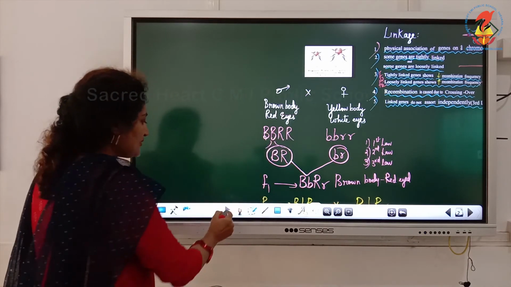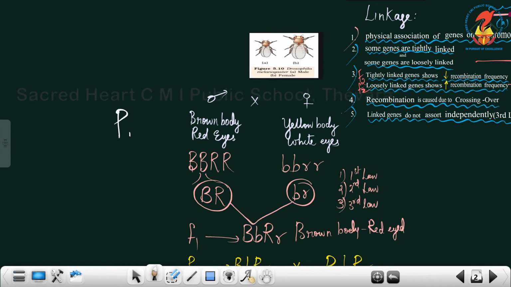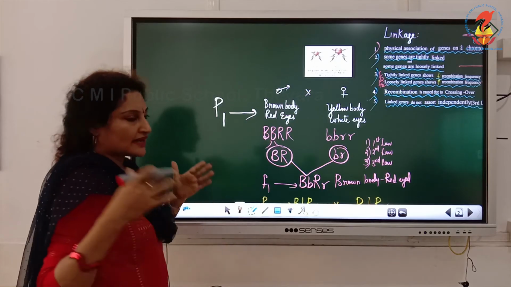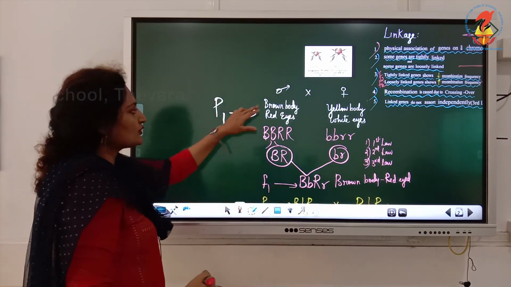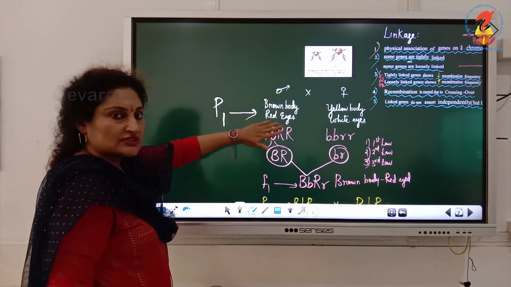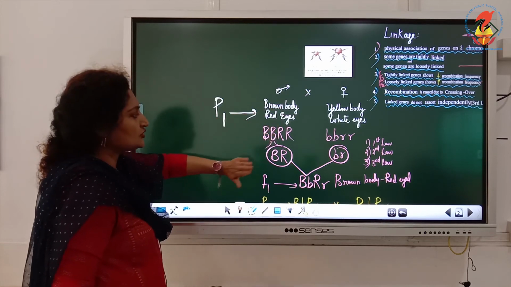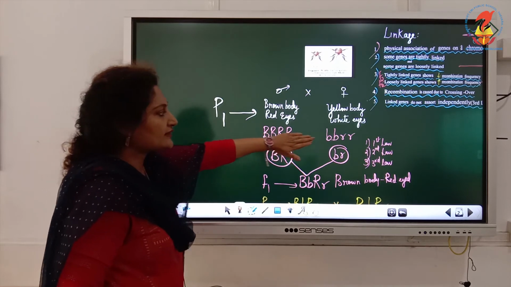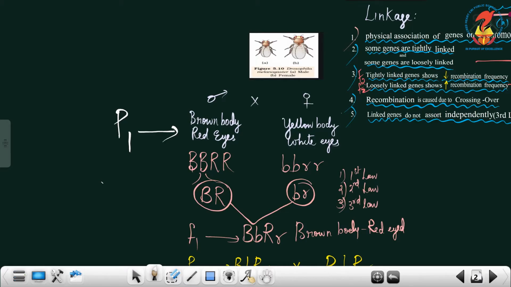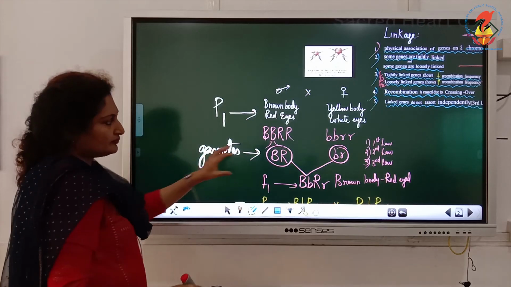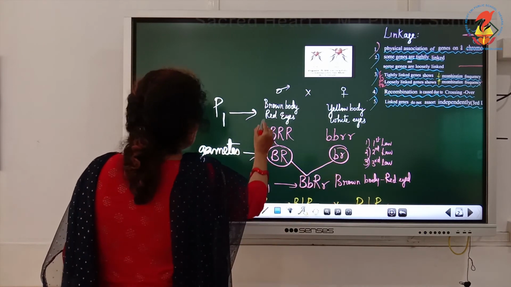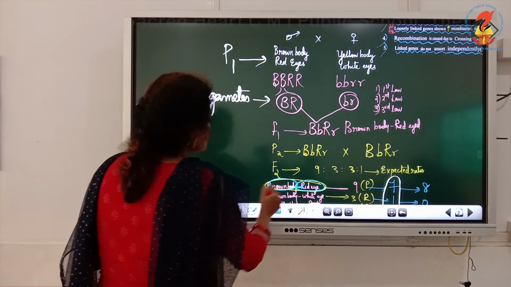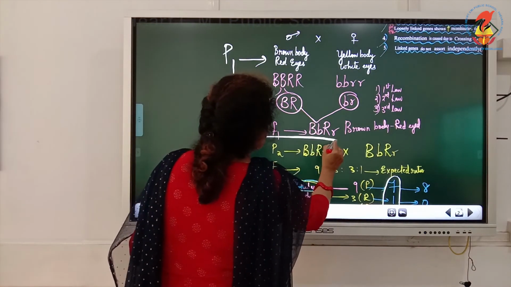So once again I am indicating the parents. The males had brown body with red eyes, the females had yellow body with white eyes. And look at the genotype. It followed the law of dominance, so it's easy to derive the genotype. See the genotype, B R and b r. Then the second step is gametes. The gametes had one B and one R, and here one small b and one small r. And then the F2 generation.